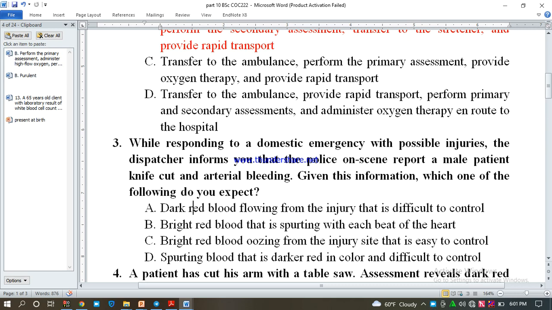for arterial bleeding. There are three sites of bleeding: venous bleeding, capillary bleeding, and arterial bleeding. Venous bleeding is dark red in color, and the bleeding is slow due to the absence of pulse.